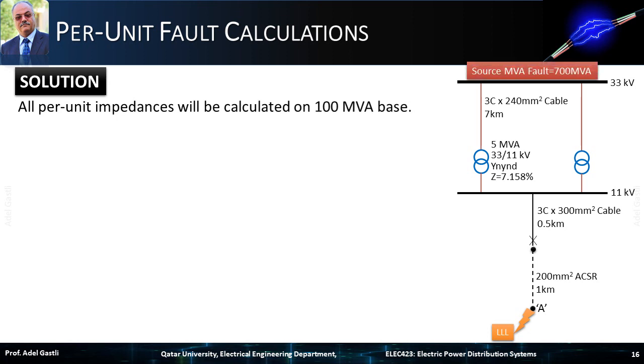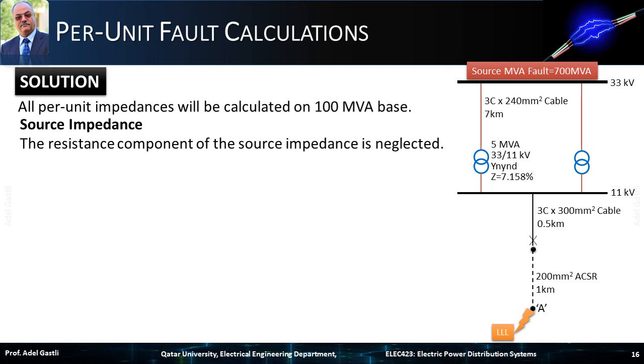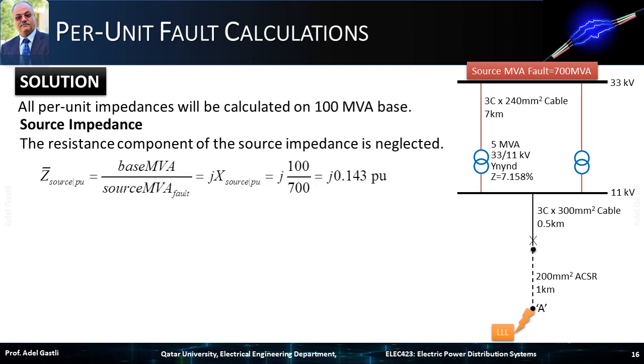Let's start with the calculation of the source impedance. We are given the source fault power of 700 MVA. We assume that the resistance component of the source impedance is negligible, so we consider that the impedance is equivalent to its reactance value only. So, the source per unit impedance is calculated using this equation, which yields a value of j0.143 per unit.